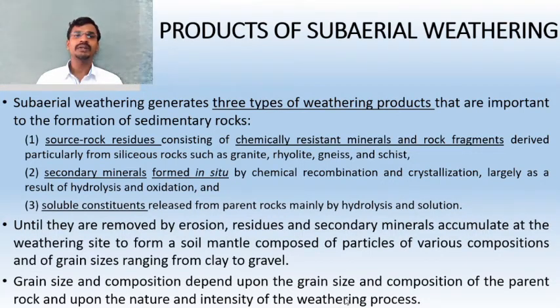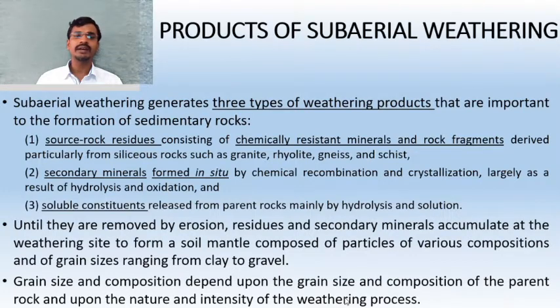The second component of the weathering product is the secondary minerals, which were formed in situ by chemical recombination and recrystallization, which are basically formed as a result of hydrolysis and oxidation. And the third component is soluble constituents released from the parent rock, mainly by chemical weathering processes such as hydrolysis and solution. These are the three types of weathering product formed as a result of subaerial weathering.